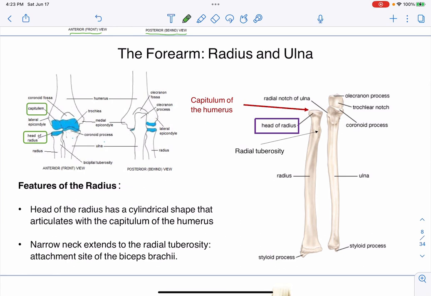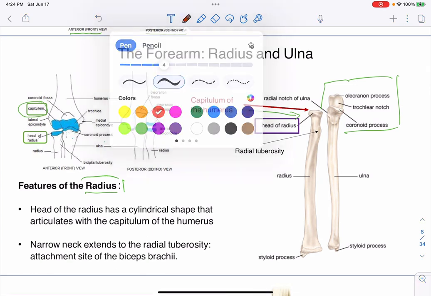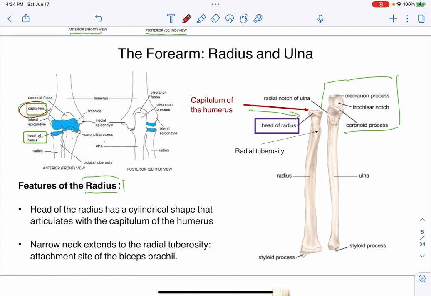All right, let's now talk about what the radius is doing in all of this. So we were talking about the ulna and how this region right here is articulating with the trochlea of the humerus. So what is the radius doing? So the head of the radius, right here, has a cylindrical shape to it. And that is what is going to articulate with the capitulum. I guess it doesn't help that I'm using the same color. So the capitulum of the humerus is what is going to articulate with the head of the radius.